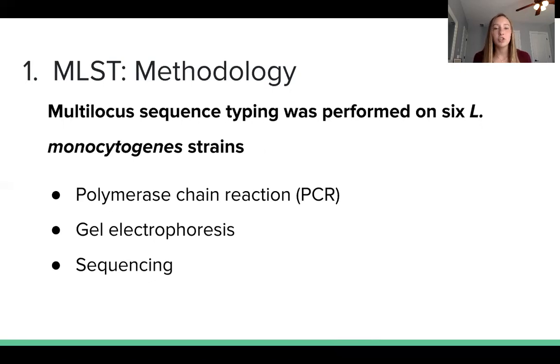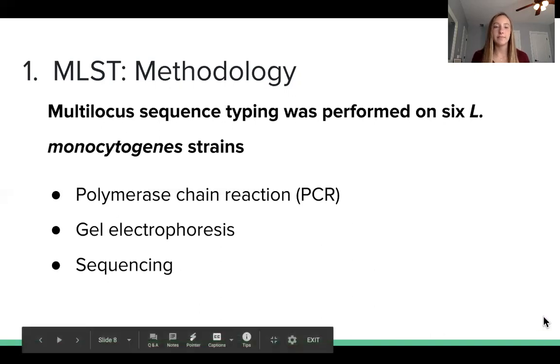After that, I performed a gel electrophoresis to confirm that there was a DNA product, and then I cleaned up the sample and sent it off to be sequenced. After processing that sequence, I was able to submit the sequence of each gene to the MLST database, where each gene sequence would be assigned an allele number. And after compiling all of the allele numbers for a specific strain, I was able to receive the lineage, clonal complex, and sequence type of each of those strains.